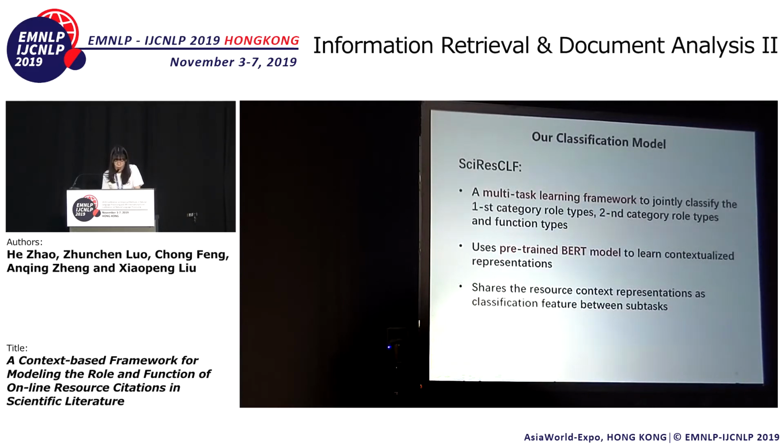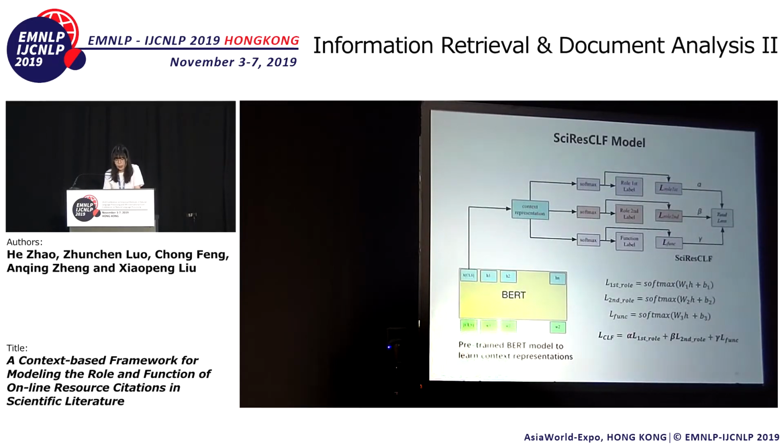So we propose our classification model, which we call the SunRest classifier. It is a multi-task learning framework to jointly classify the first category role types, the second category role types, and the function types. It uses a pre-trained model to learn contextualized representations. Then it can share the resource context representation as a classification feature between the three subtasks.